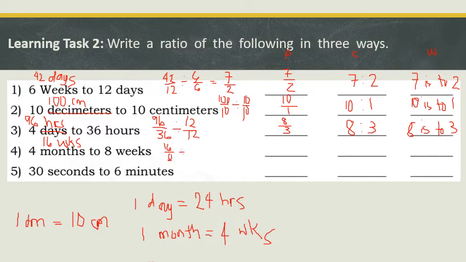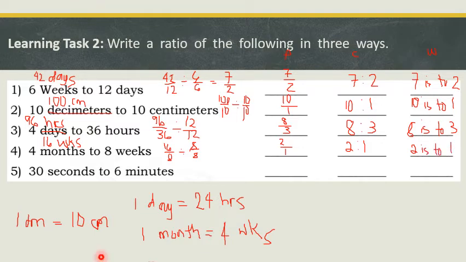So, ang GCF nila is 8. 16 divided by 8 is 2. 8 divided by 8 is 1. So, sa column form, magiging 2 is to 1. Sa word form, so 2 is to 1.